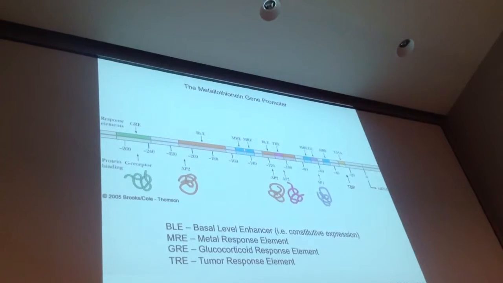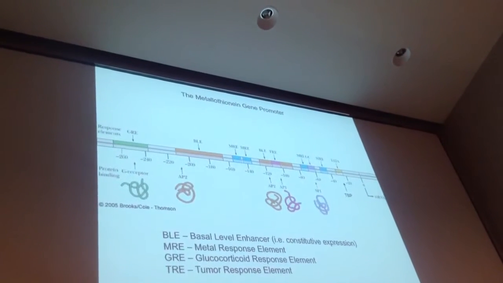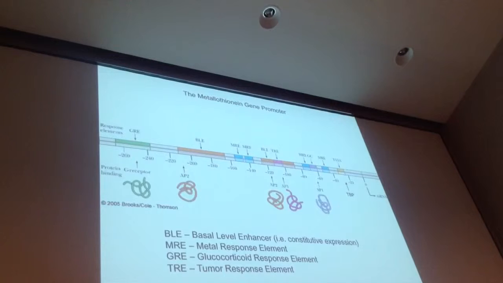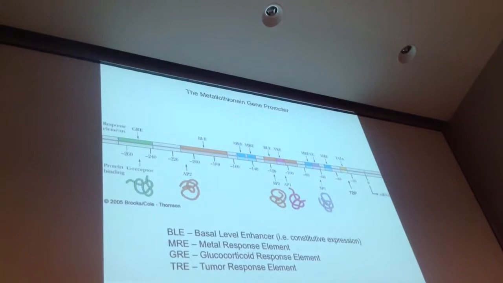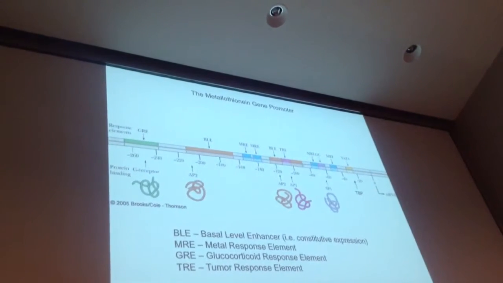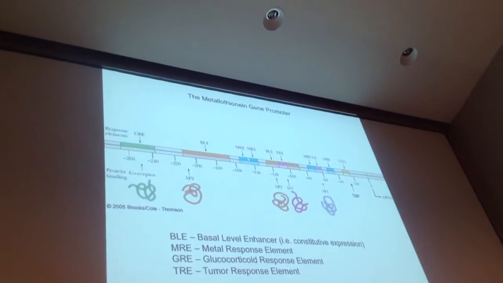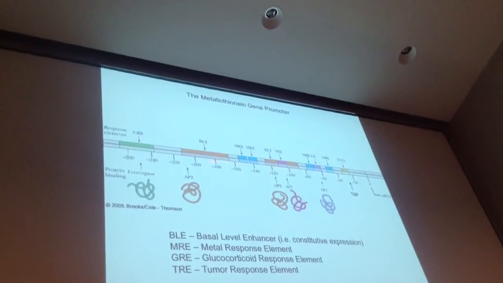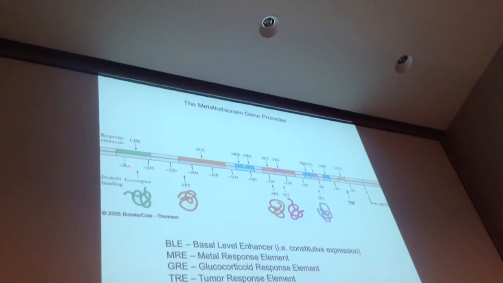So here's an example of a gene. This is the metallothionein protein. Metallothionein is a very small protein that has 7 sulfhydryl pairs in it, and those sulfhydryl pairs are able to bind to one thing, heavy metals. Right? So they'll bind to heavy metals. This is a copy of the promoter element for that gene.